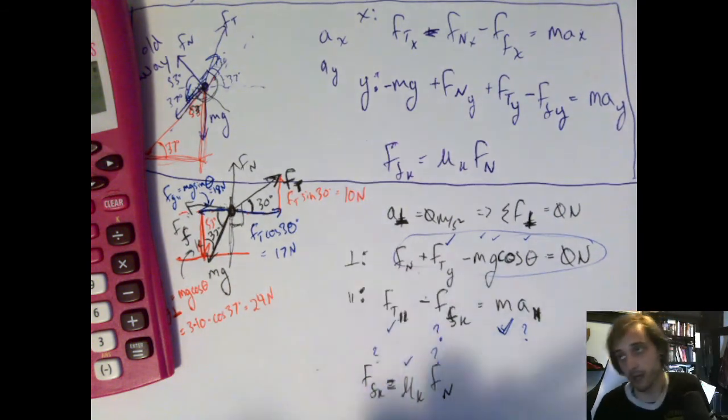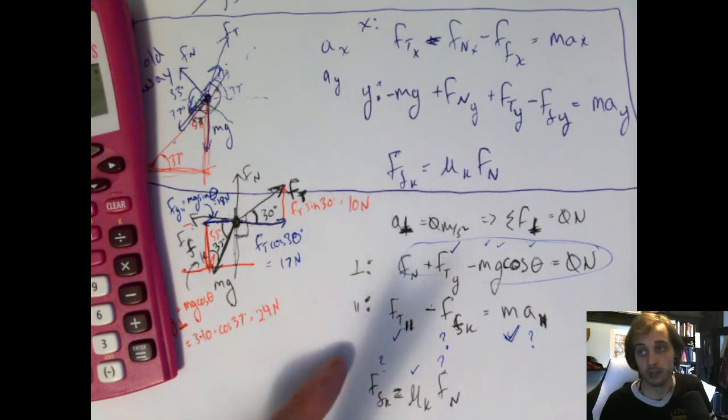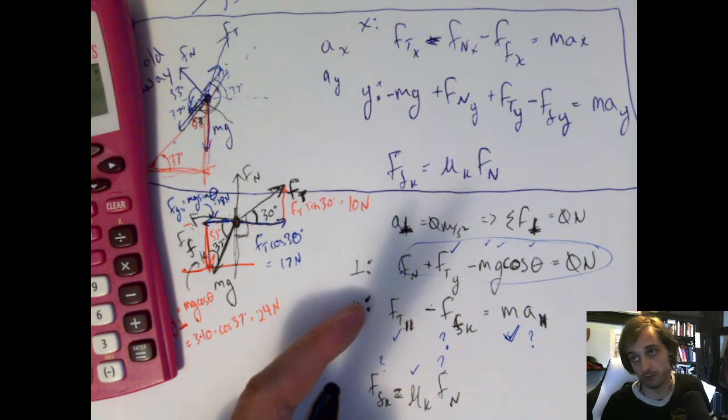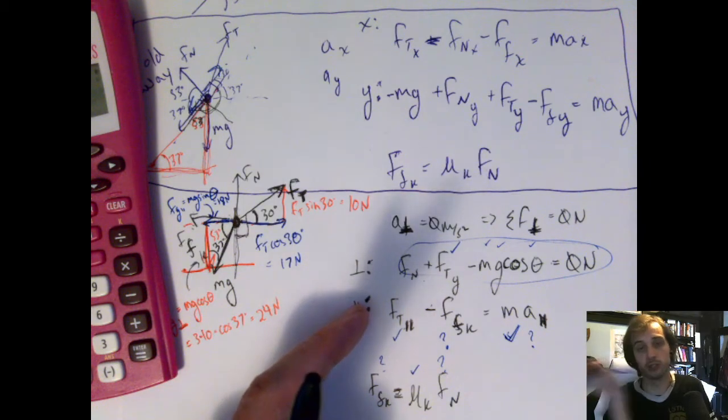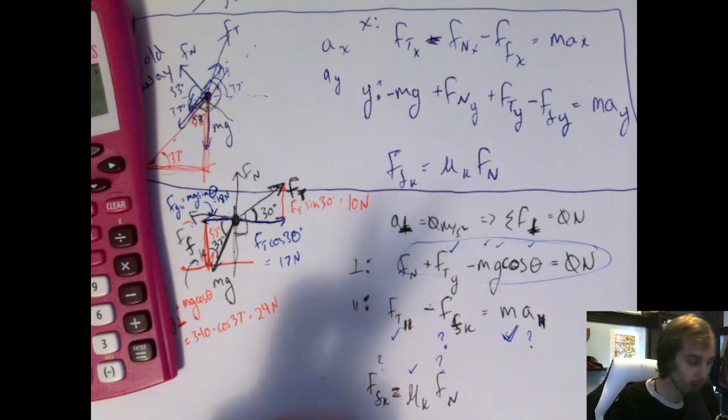So we're going to have 3 equations kind of daisy-chained together. We'll use the first one to get our normal force. We'll use the equation for friction to get our friction. And then we'll use our equation for the parallel motion, the motion up and down the hill, to figure out how much it's accelerating up and down the hill.